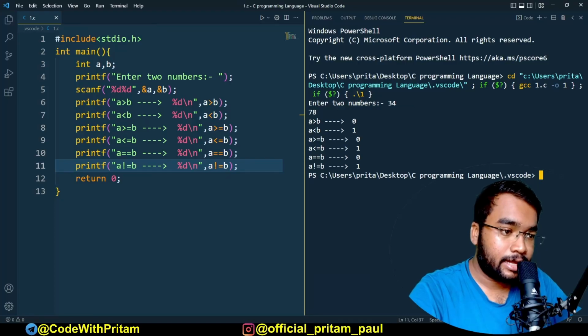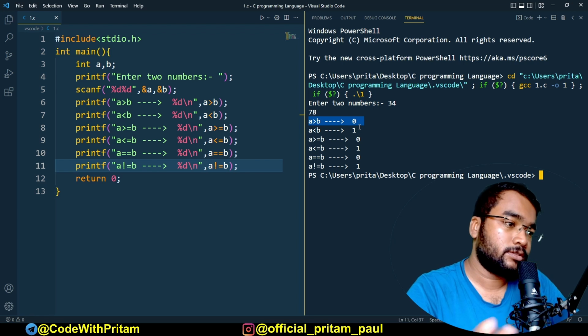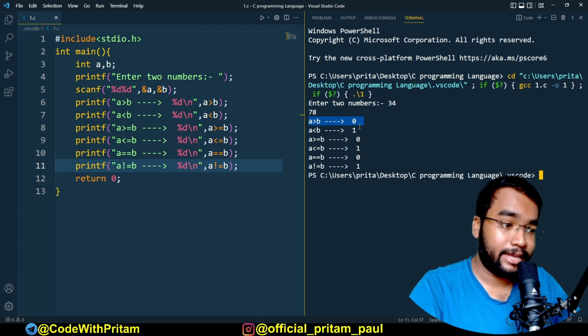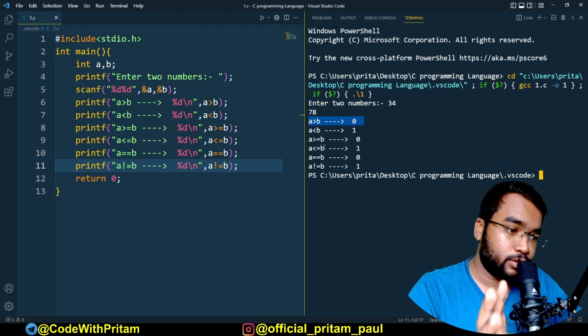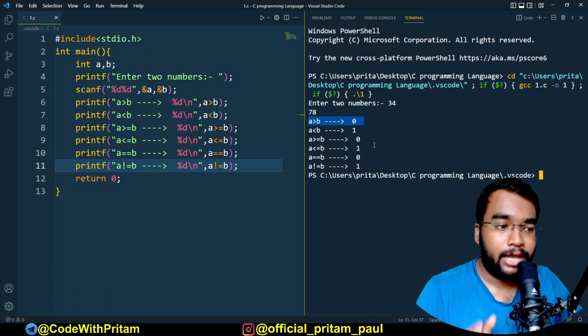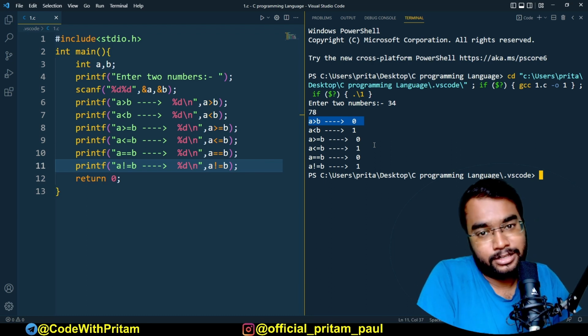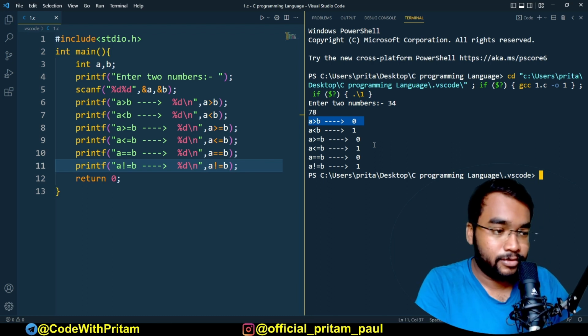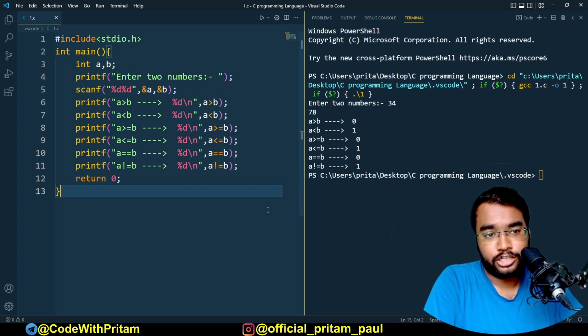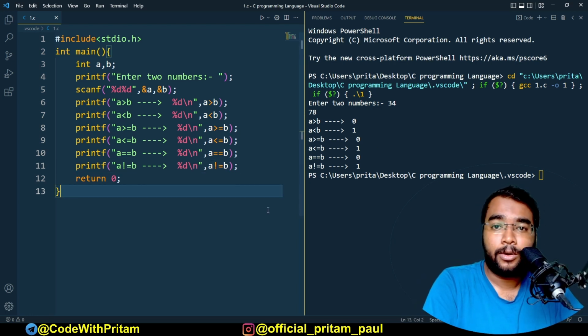So now you can see that a greater than b is 0, a less than b obviously is 1 because 34 is less than 78, greater than or equal to is 0, less than or equal to is 1, and a equal b is 0 because definitely 34 is not equal to 78, and not equal to is 1 because it's not equal to 78. That's obviously clear now. So we are done with the relational operators. Now let's talk about the logical operators.